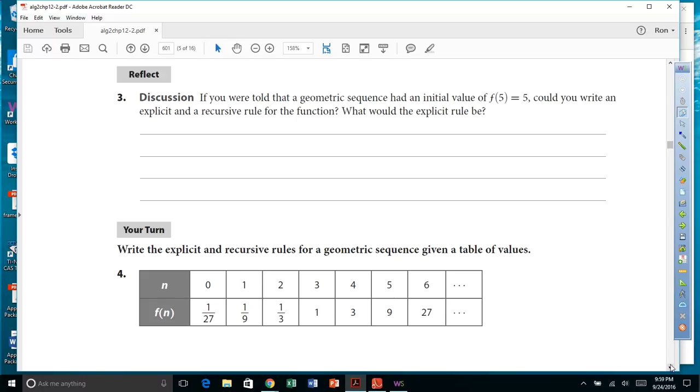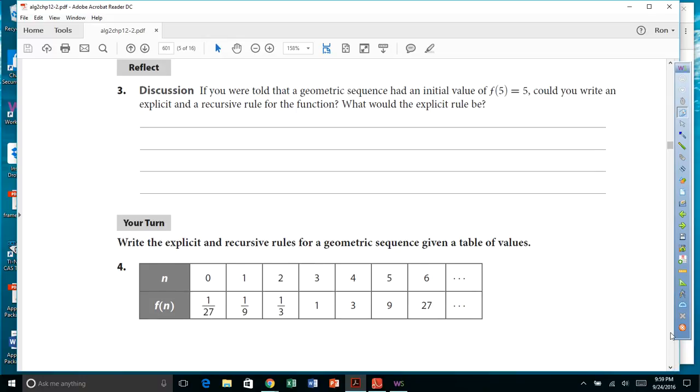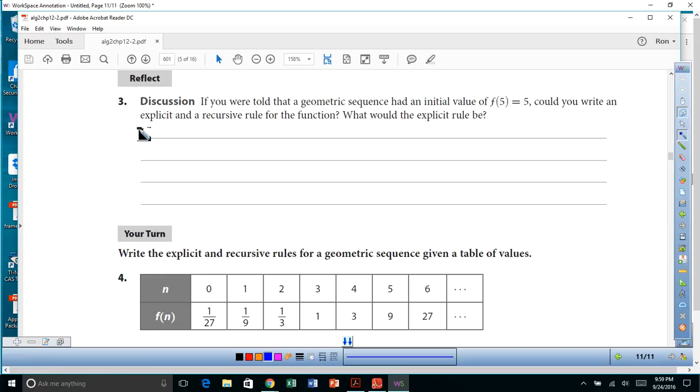Reflect. If you were told that a geometric sequence had an initial value f of 5 equals 5, could you write an explicit and a recursive rule for the function? Well, yes. Yes, you could. What would the explicit rule be? f of n equals 5 times r to the n minus 1. And that would be for some r.